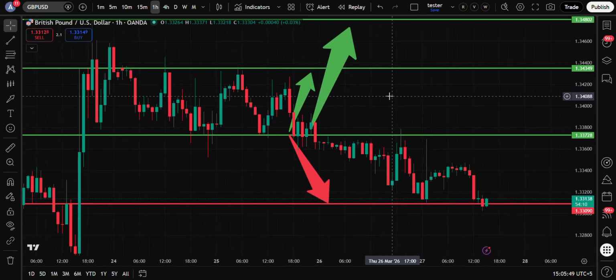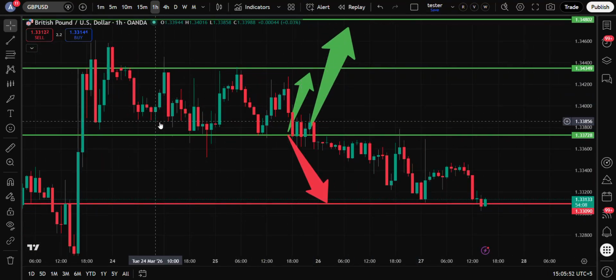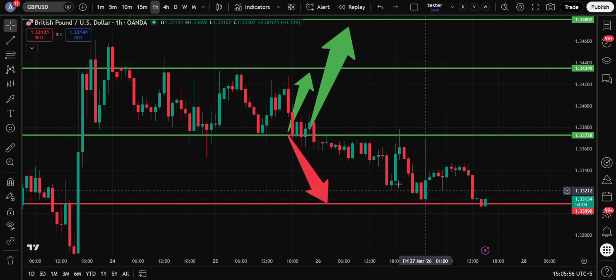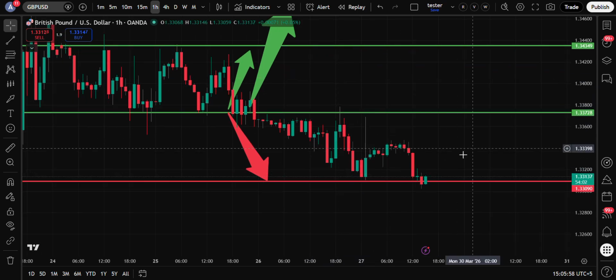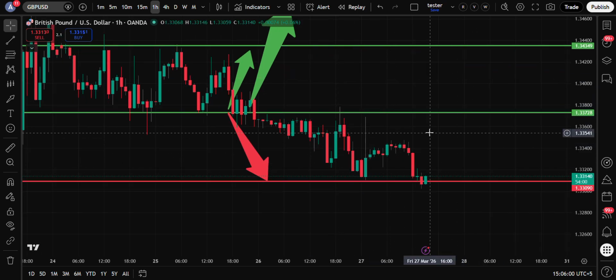So GBP/USD, guys, we were buying this 2 days ago. We broke this support, turned that into resistance, went down to hit a base target. So guys, the question remaining is what are we going to do next?